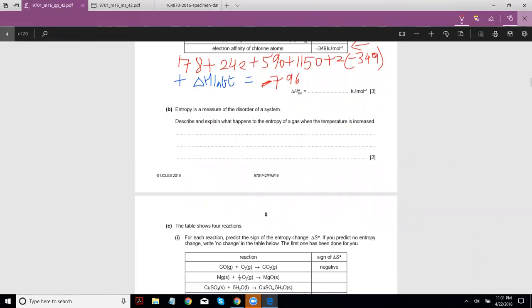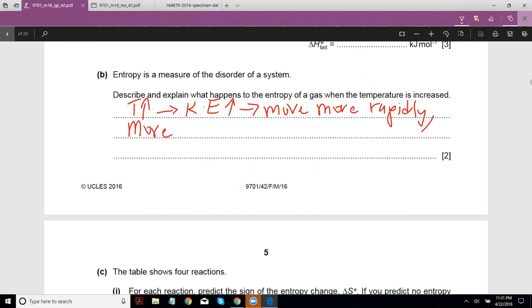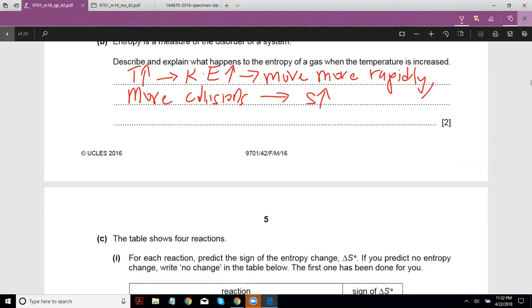Entropy is a measure of the disorderedness of a system. Describe and explain what happens to the entropy of a gas when the temperature is increased. So if temperature goes up, the kinetic energy of the gas goes up. The particles gain kinetic energy, so the particles move around more rapidly, which means more collisions. Main idea is entropy increases.